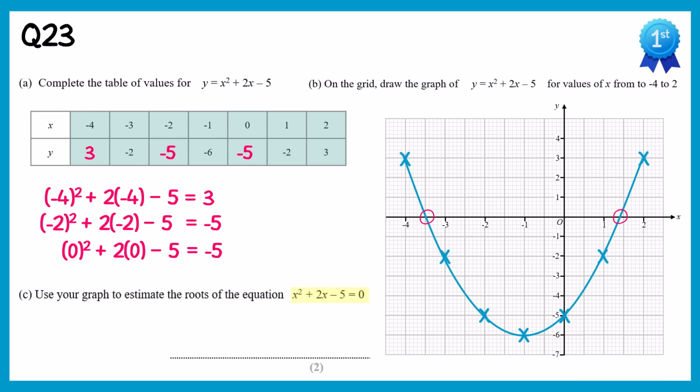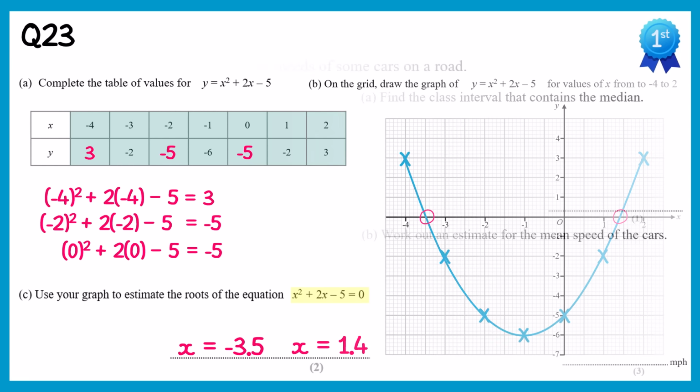The one on the left is x equals negative 3.5, and the one on the right is x equals positive 1.4. Now your answers might be slightly different to this based on how you drew your graph, but as long as you're near to these, you'll probably be fine in the exam.